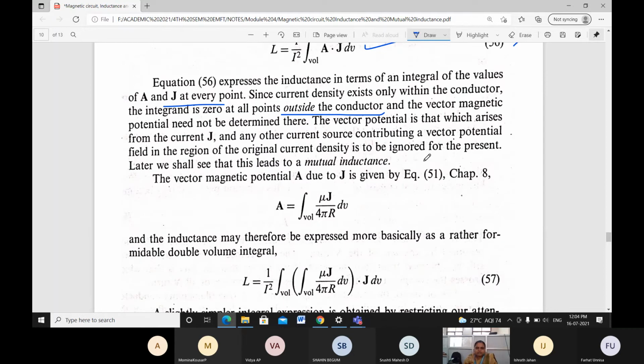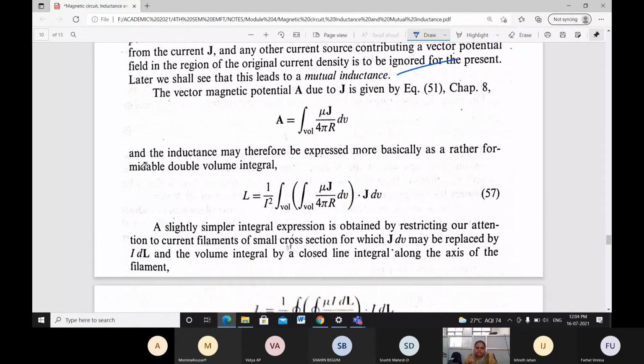Later, we can define the mutual inductance. The vector magnetic potential A due to J I can write as A equals the volume integral of μJ divided by 4πR dV. Then the inductance may therefore be expressed more basically as a double volume integral: L equals 1 divided by I squared times the volume integral of (μJ divided by 4πR dV) dot J dV.